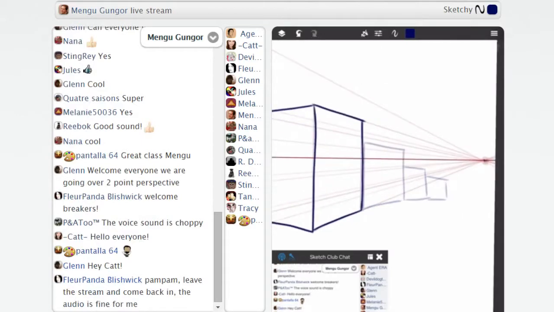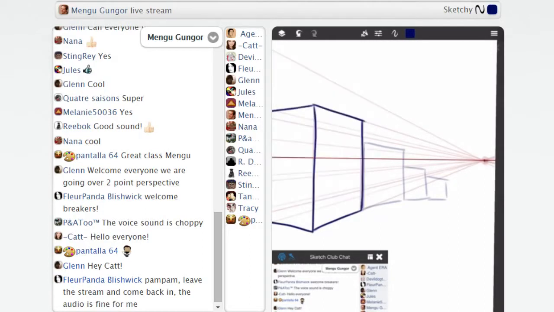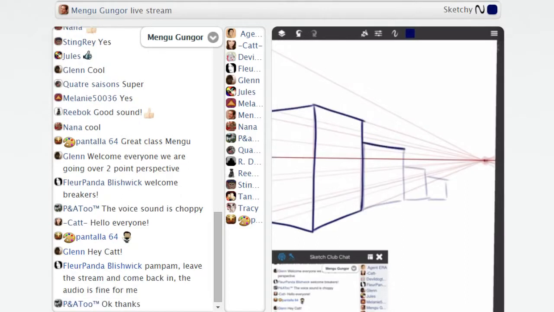So let's fade it away, and let's do it correctly. Let's put it on a new layer. This one is more or less okay, but then the bottom has to follow the next line.